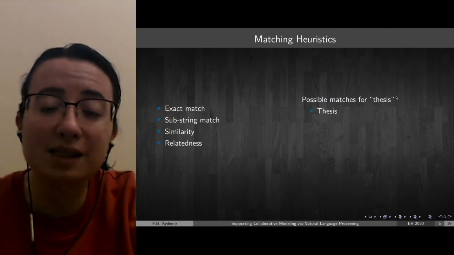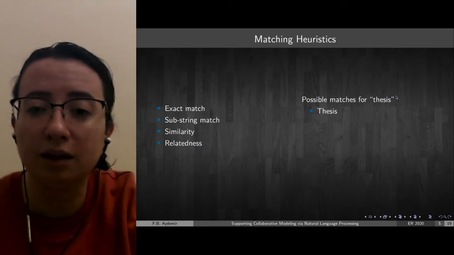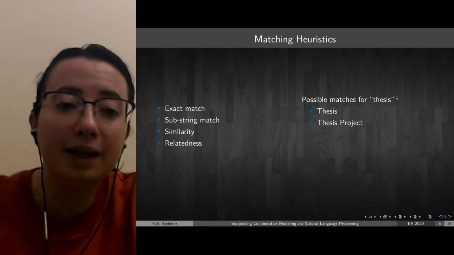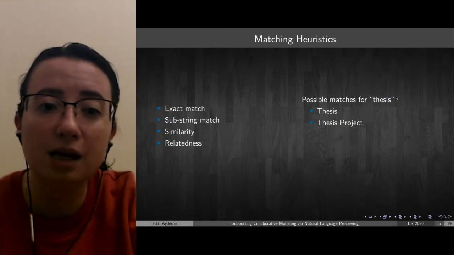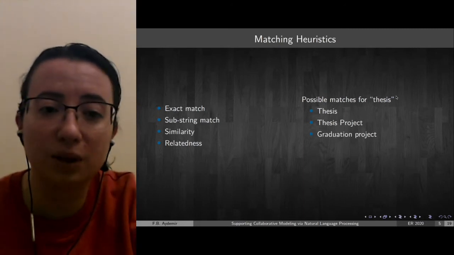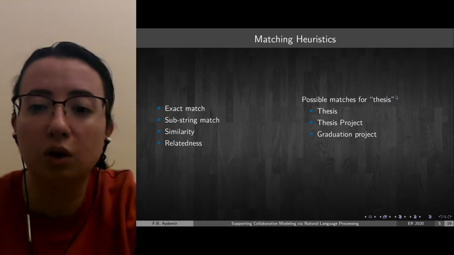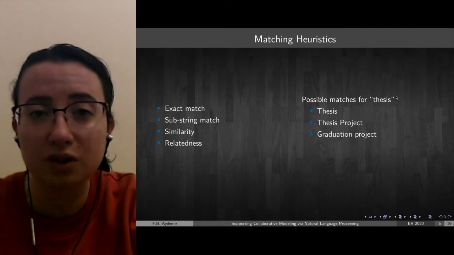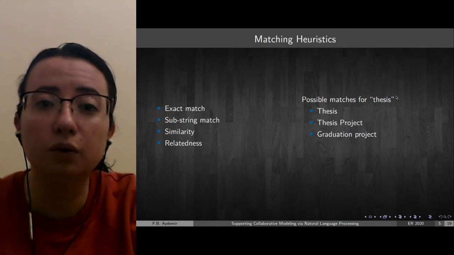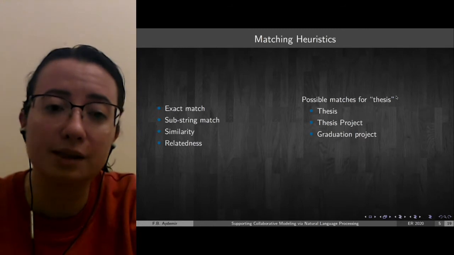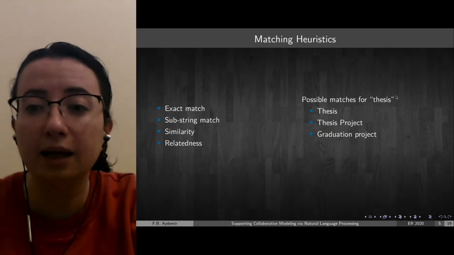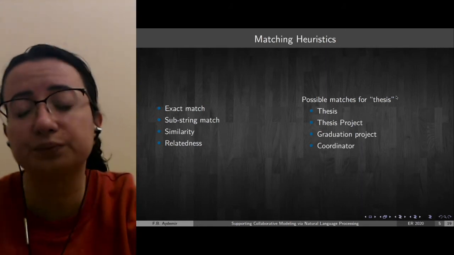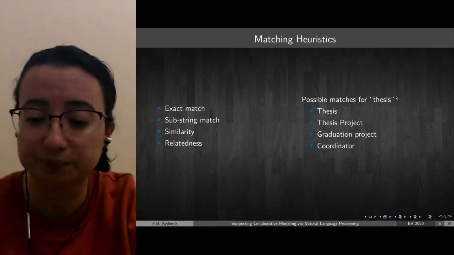If you want to get some flexibility, you can look for a substring match. In this case, a suitable match for the term thesis can be thesis project. Next, you can look for similarity and relatedness. So for similarity, thesis project might be a synonym in our domain model for graduation project, so that they are very similar. You can play with the threshold for similarity, of course, or you can look for the terms that co-occur quite frequently. In this case, you are looking for a relatedness heuristic, and with thesis, perhaps coordinator is a frequently co-occurring word. So that might be a suitable suggestion.